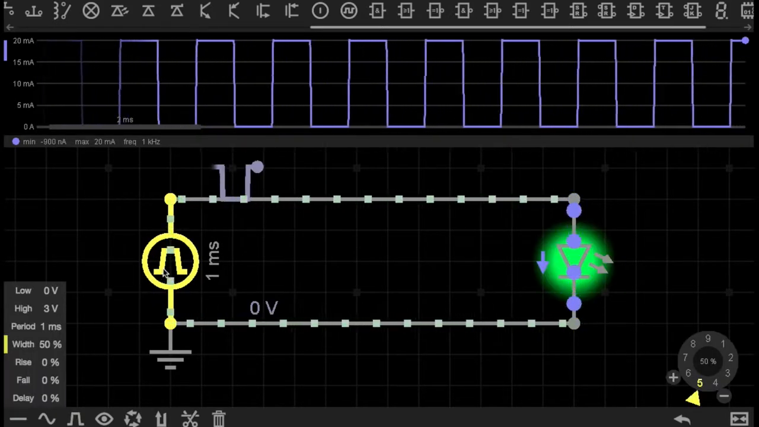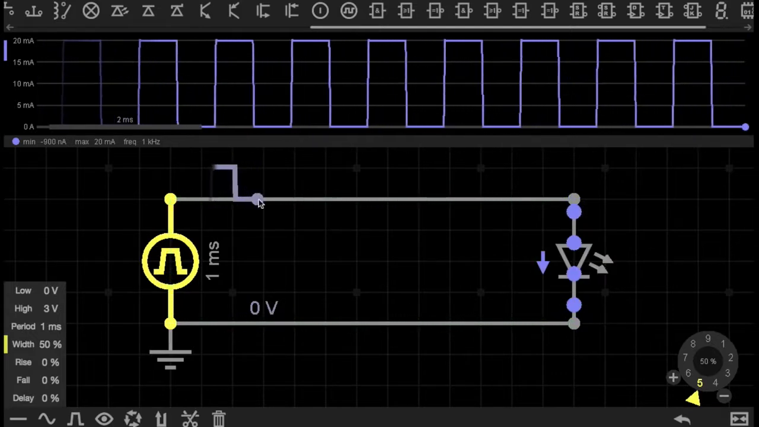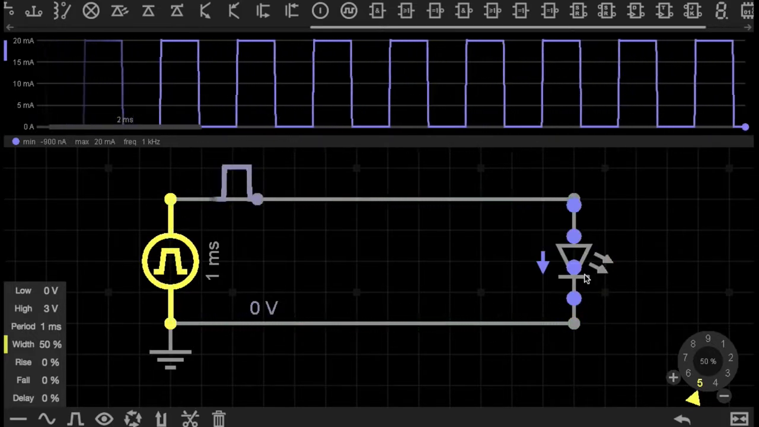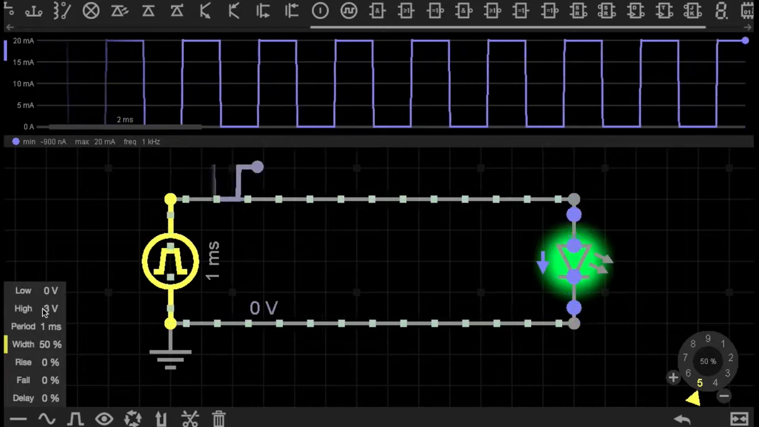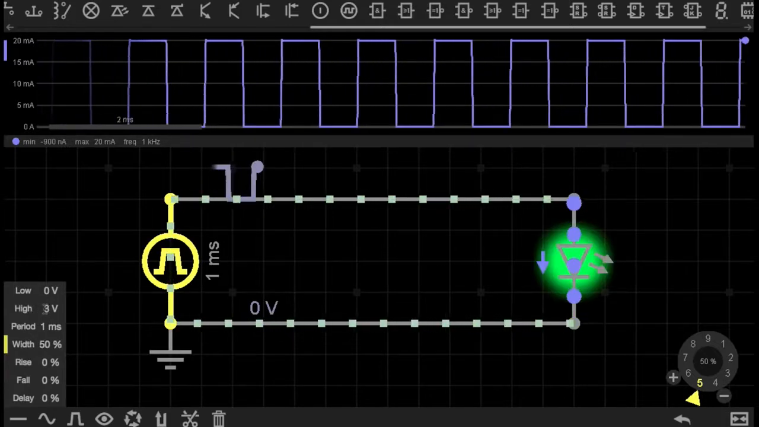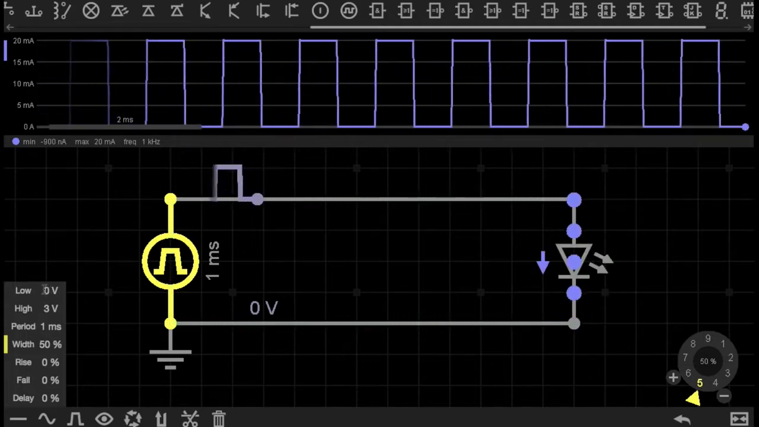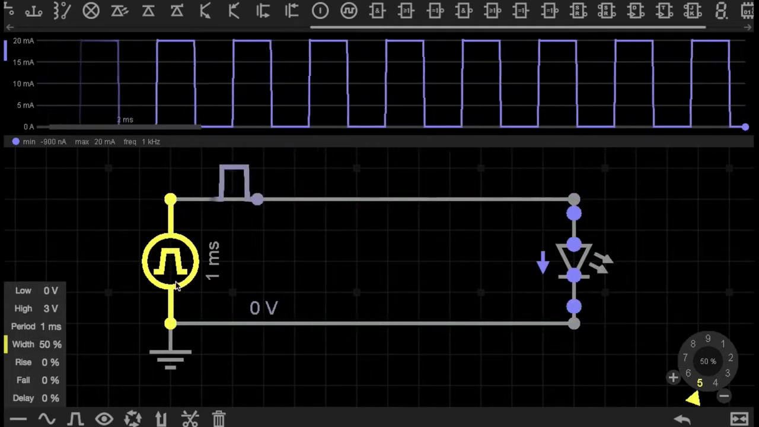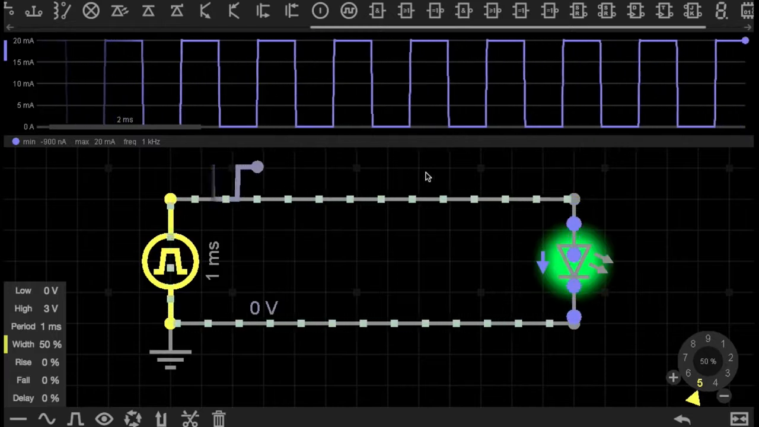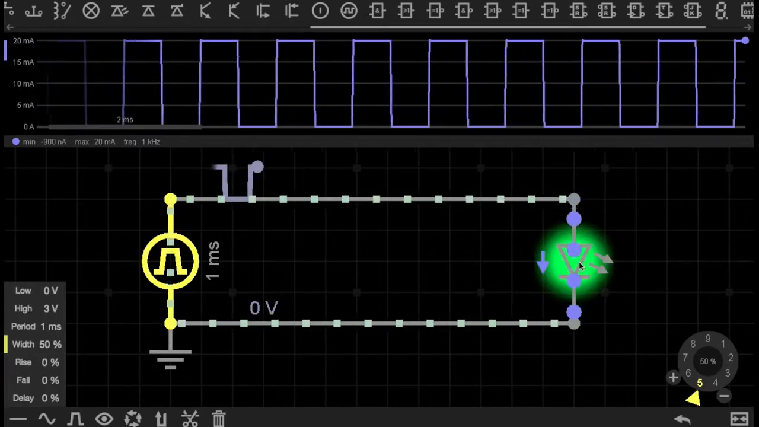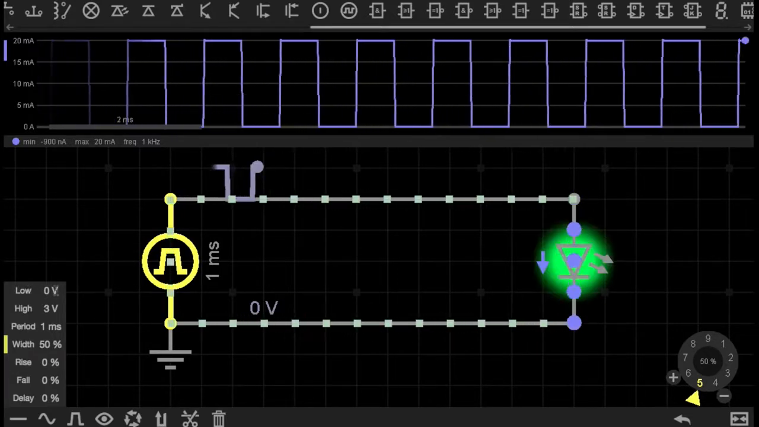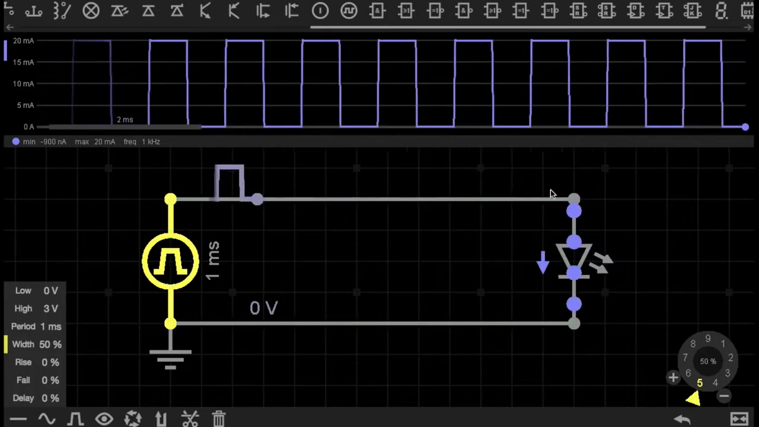So when this power supply is turned on, it's sending current through to this LED. And when it's turned on, its voltage when it's high or on is 3 volts. And when it's low, also known as off, it's 0 volts. So for every on pulse, there is 3 volts and 20 milliamps going through this LED, and for every off or low pulse, there is no current flowing through the circuit.